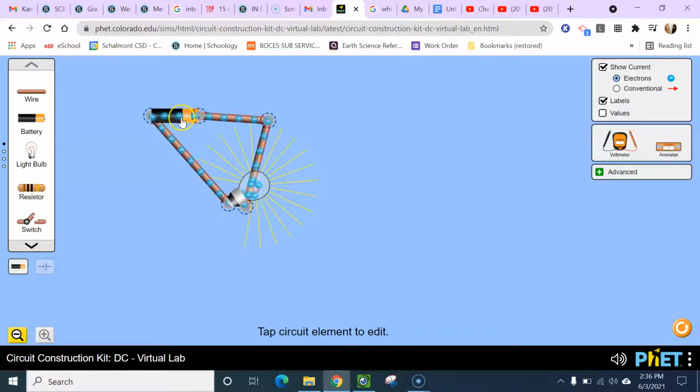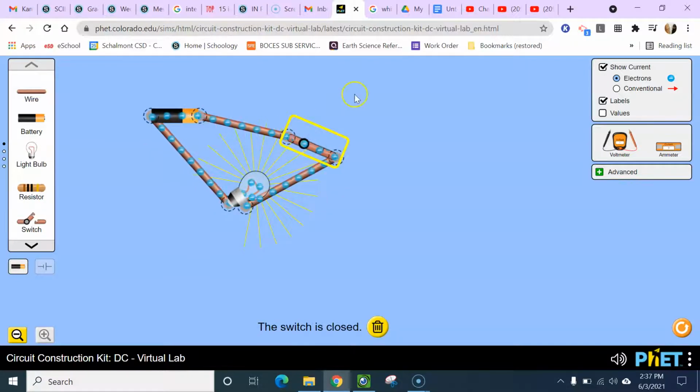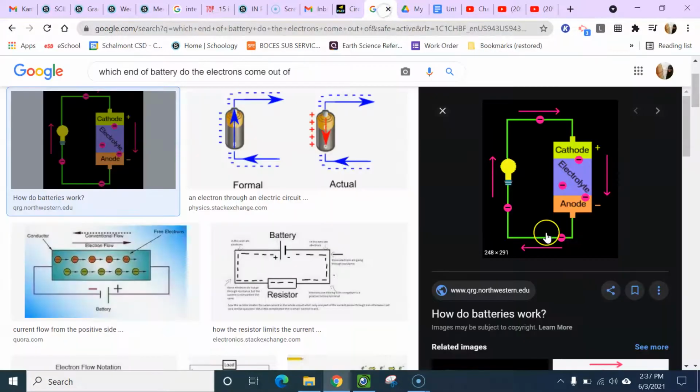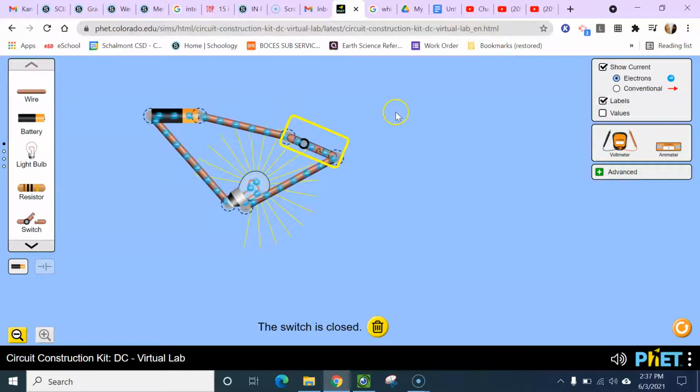So the bare minimum you need is a source of electrons, a conductor, a load, and it needs to be a complete circle. Notice if this was open, it didn't work. It has to be complete. Usually we also add in a switch, which allows us to control the flow of electrons. Electrons are always going around in one direction, and I think we looked this up, they come out of the negative and come back around to the positive. So that'll help you answer the first few questions.